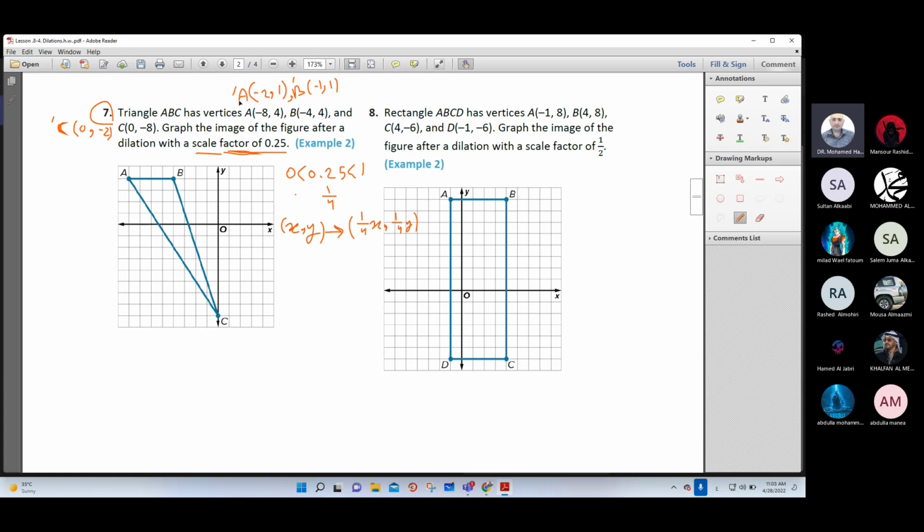Now we can graph -2, 1. -2, 1 will be here. This is A prime. Then -1, 1 will be here. So this is B prime. Then 0, -2 will be here. This is C prime. Then we can match between the points.